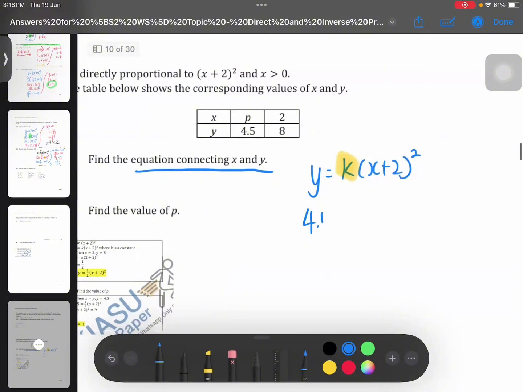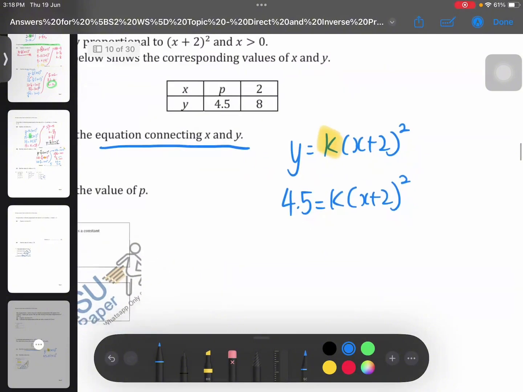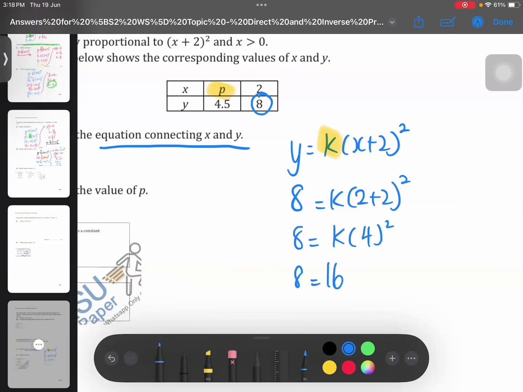So over here, you get 4.5 equals k bracket x plus 2 to the power of 2. Can you understand or not understand? All right, but you realize that you don't have the value of x. So instead of 4.5, you're now going to change it to 8. So 8 is over here. All right, my x is no longer x. I can put 2 over here. So 8 equals k bracket 4 to the power of 2. Correct now? 8 equals 16k.